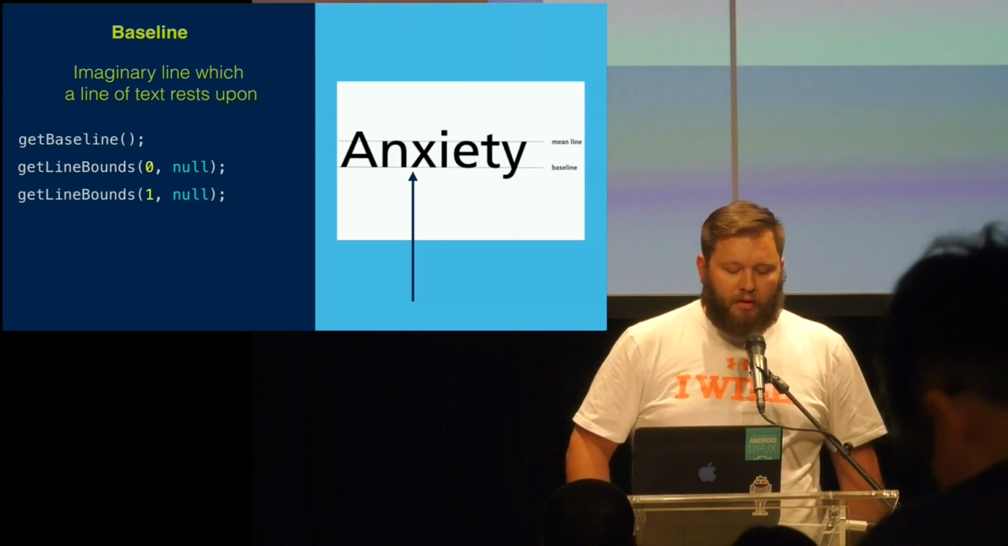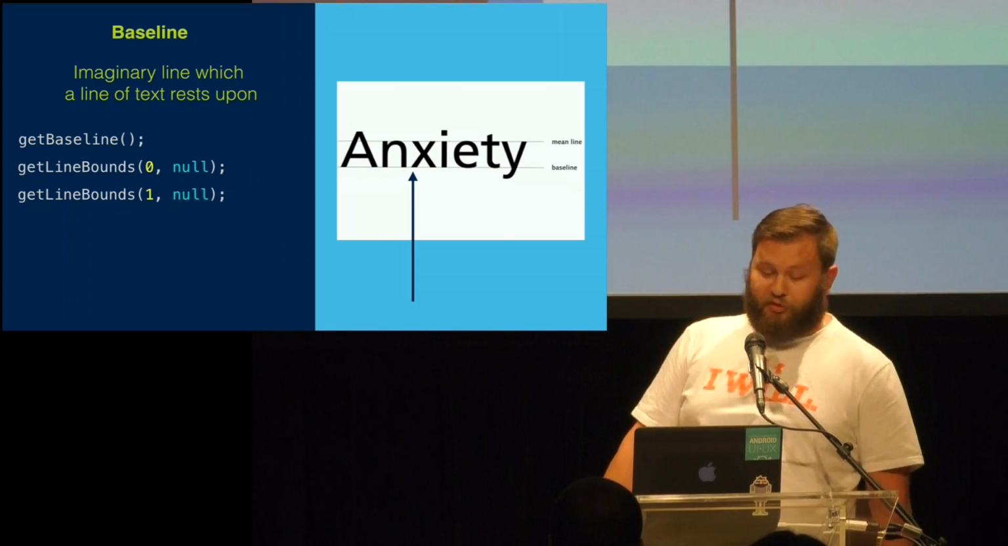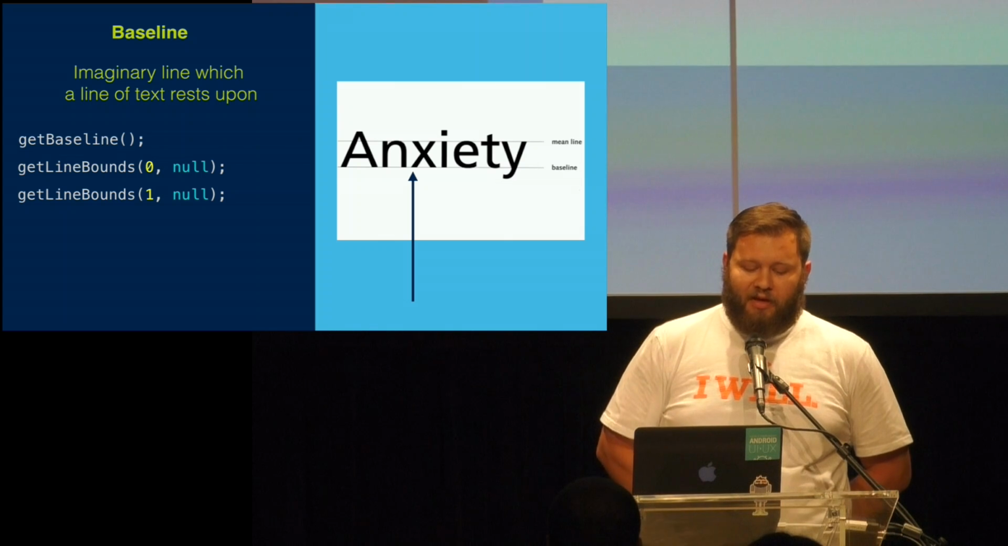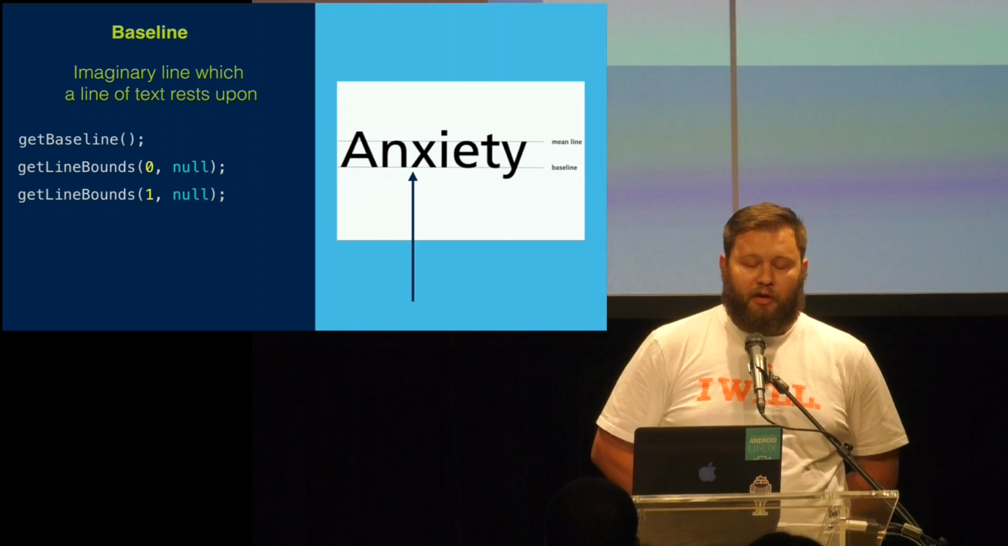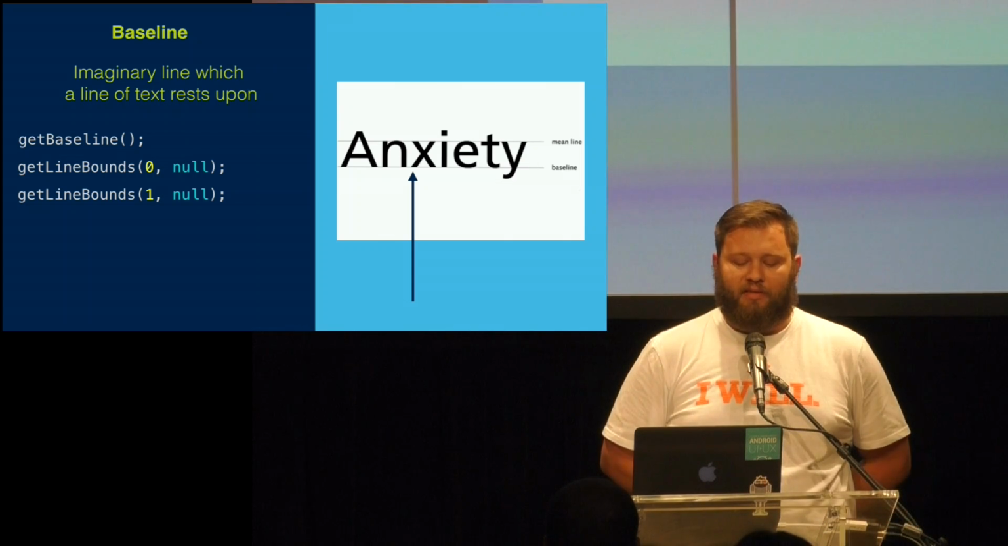So the first one that I'd like to bring up is baseline. So baseline is, as it says up there, an imaginary line which a line of text rests upon. And in Android, we have really only two different ways of getting this.